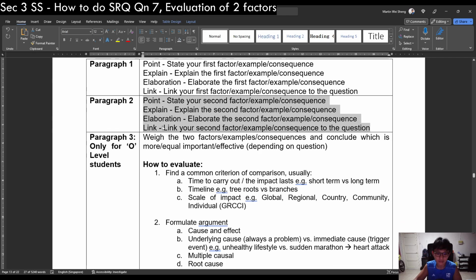For the third paragraph, that is where you write about which of the factors is more and less important. So when you evaluate, you must always remember to say why A is more important, however, or rather, why B is less important. You have to give both aspects.